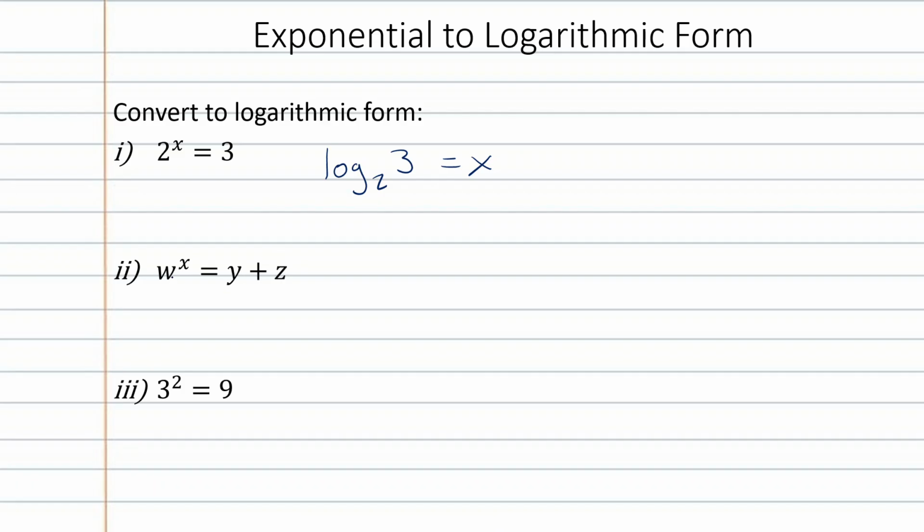All right, now this one. I've got w to the x power equals y plus z. This is going to be log base w of y plus z equals x. I put that y plus z in parentheses on purpose to make sure that you know that both are included in that logarithm. All right, here I have 3 squared equals 9. I'd write this as the log base 3 of 9 equals 2. Logarithmic form.